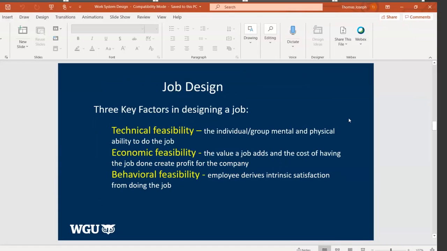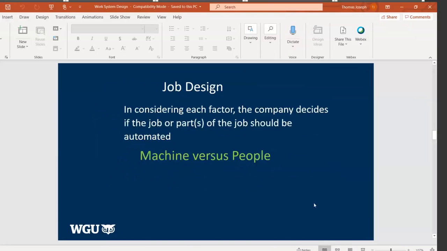And then the third thing in job design is behavioral feasibility. That is, the employee derives intrinsic satisfaction from the job. So these are the three things that are taken into consideration when an organization designs a job, because essentially you want your employees to be satisfied. All right. So in considering each of the three factors we mentioned, the company decides if the job or even parts of the job should be automated.